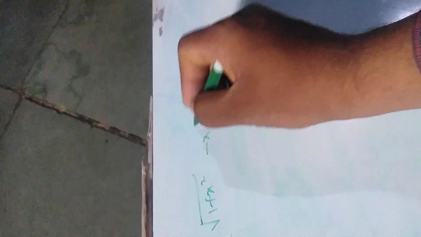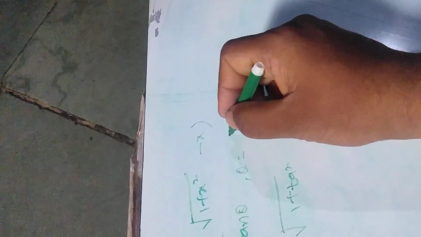Have you understood? Let us see the next example. y is equal to tan inverse of under root of 1 plus x square minus x. So over here we are going to make use of substitution. Put x is equal to tan theta.